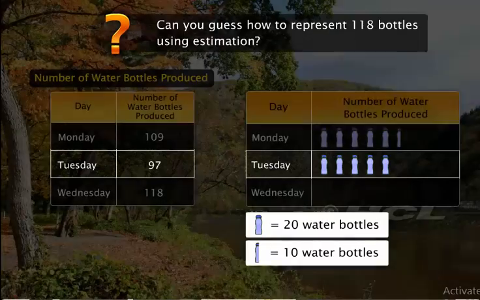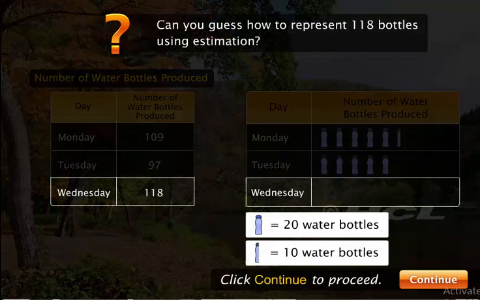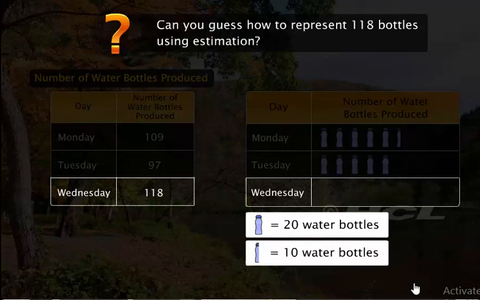Can you guess how to represent 118 bottles using estimation? We represent 100 water bottles with 5 whole symbols. We round off the remaining 18 bottles to the nearest 10, that is to 20, which is represented by a whole symbol.